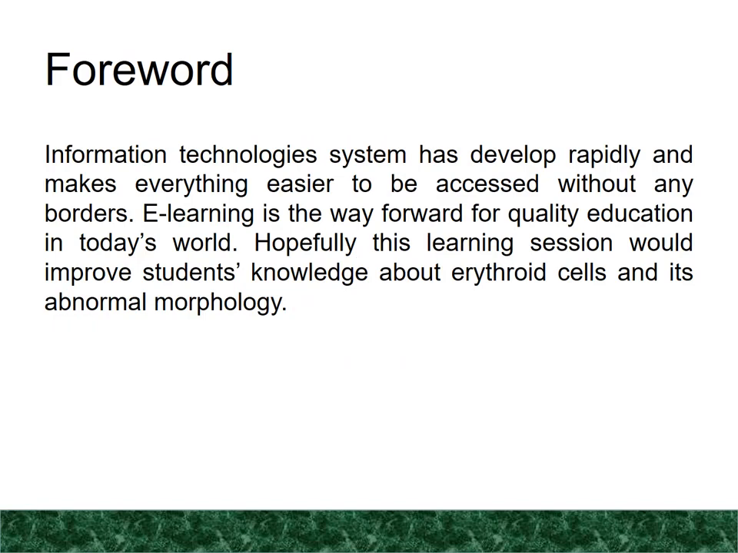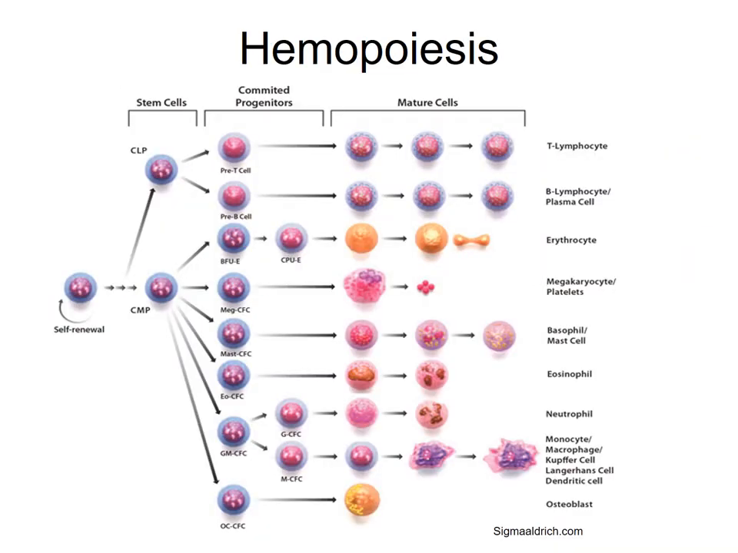Information technology systems have developed rapidly and make everything easier to access without any borders. E-learning is the way forward for quality education in today's world. Hopefully, this learning session will improve students' knowledge about erythroid cells and their abnormal morphology. In this session, we will focus on the erythropoiesis series.